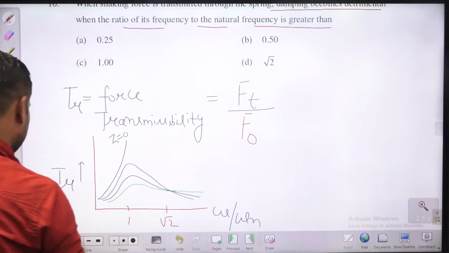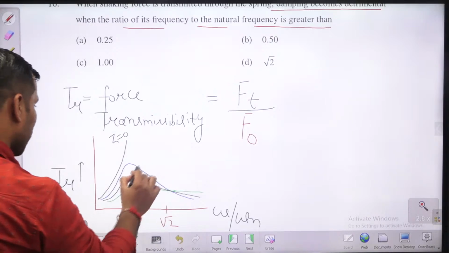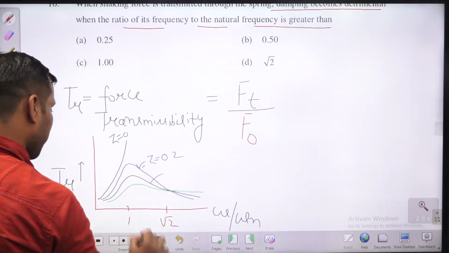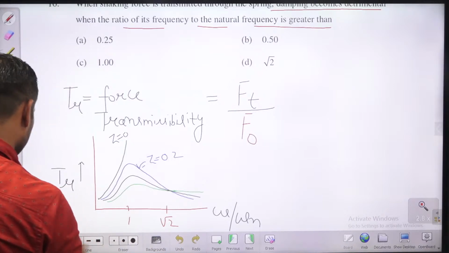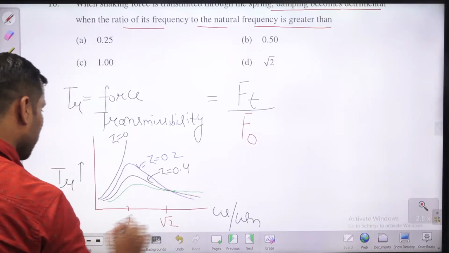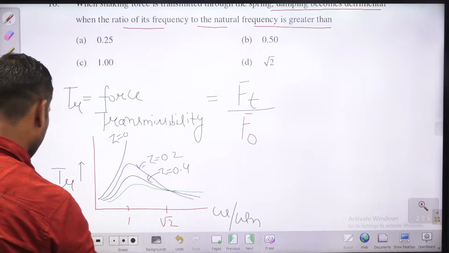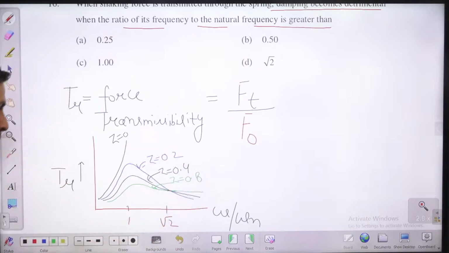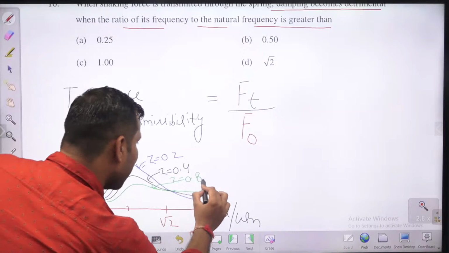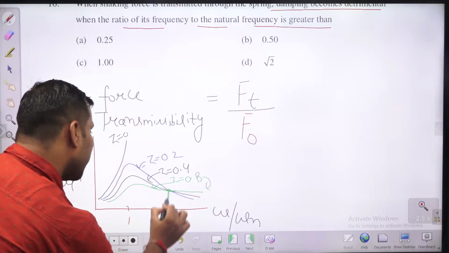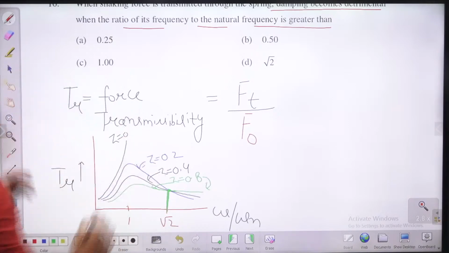Now these are the different cases, guys. Suppose this is zeta 0.2, the black one is zeta 0.4, and the green one is zeta 0.8. Here if you check, at this point, these lines are going to merge, at omega by omega n equal to under root 2.